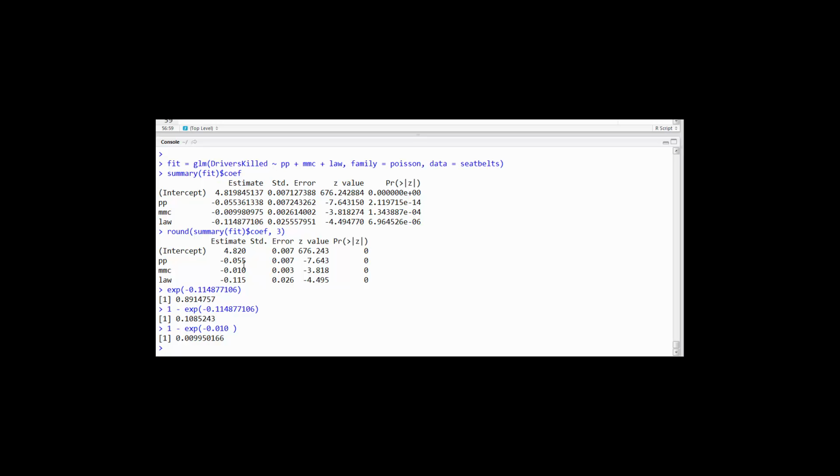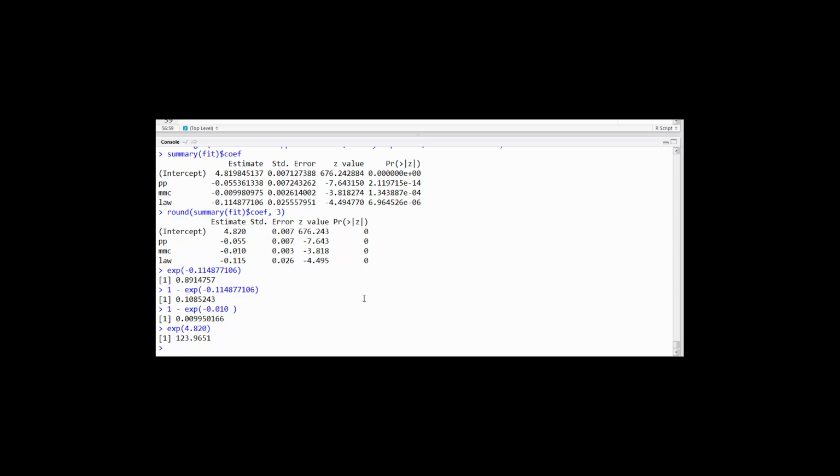The intercept is the expected number of drivers killed on the log scale. So if we exponentiate 4.820, we get 123, and that is, according to this model, the expected number of drivers killed for the average petrol price and the average number of kilometers driven, because remember I centered those 2 variables, and at the time when the law was not enacted, when the law variable was 0.